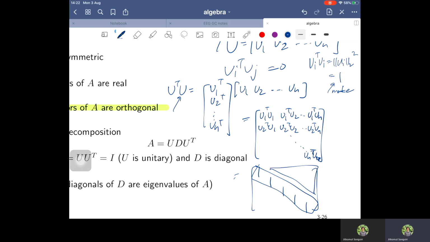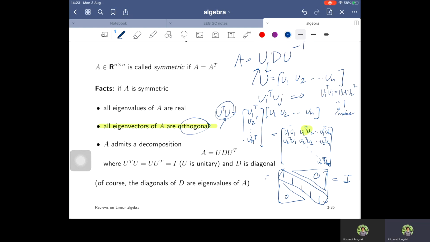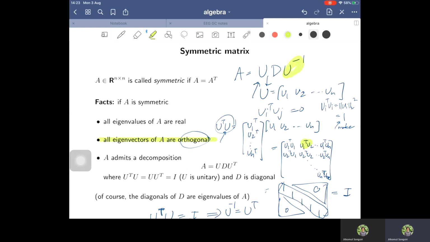But then the off-diagonal terms, from the second result, are going to be 0 because Ui and Uj are orthogonal. That shows that when A is symmetric, eigenvectors are orthogonal, and U transpose U equals I. It means U inverse is U transpose. That's why for symmetric matrices, the eigenvalue decomposition reduces to the form A equals U D U transpose.